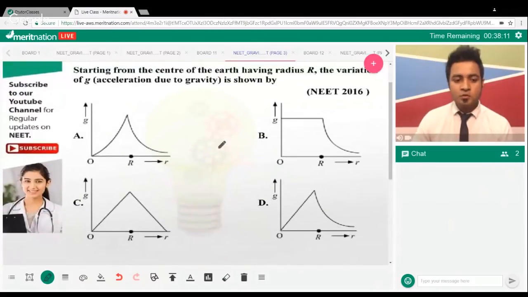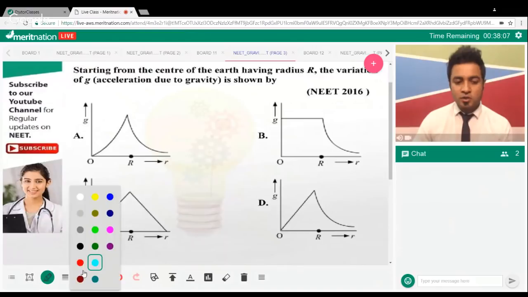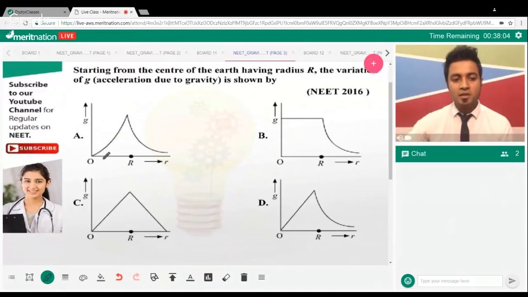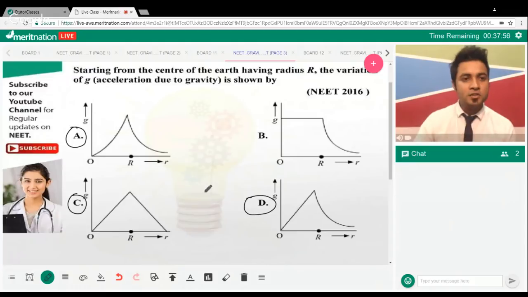I just wanted to tell you one thing, guys: all the graphs start from zero, because at the center the gravity is exactly zero. So this one, and this one, and this one. So A, C, D are starting from zero, but whether it's linear, parabolic, or hyperbolic, we don't know. So we need to figure out how the gravity varies with the depth.